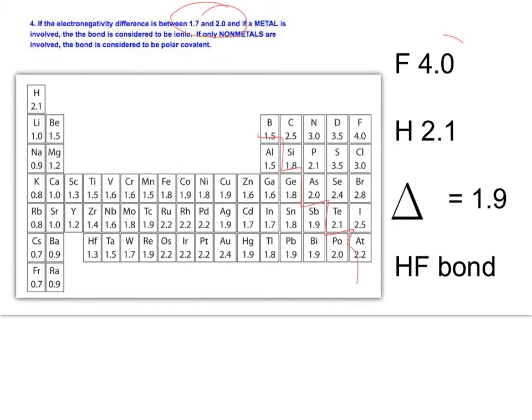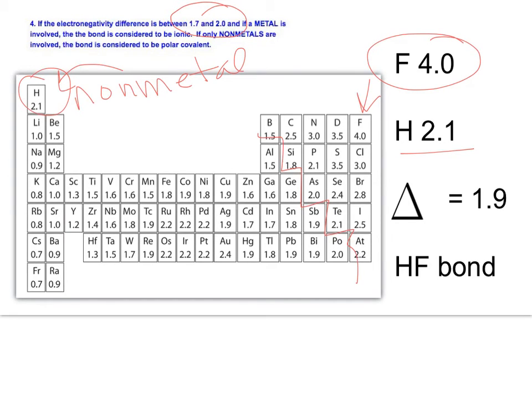So what's an example? If we take fluorine, remember fluorine is the most electronegative atom on the whole periodic table, and we have hydrogen, which is 2.1. We take that difference, which is 1.9. That's not enough to be considered perfectly ionic. However, hydrogen is a nonmetal, even though it's over on the left side because of its electron configuration. And so the hydrogen fluoride bond is very, very polar covalent.